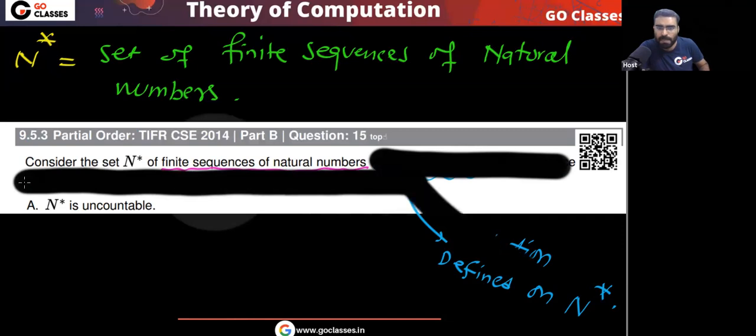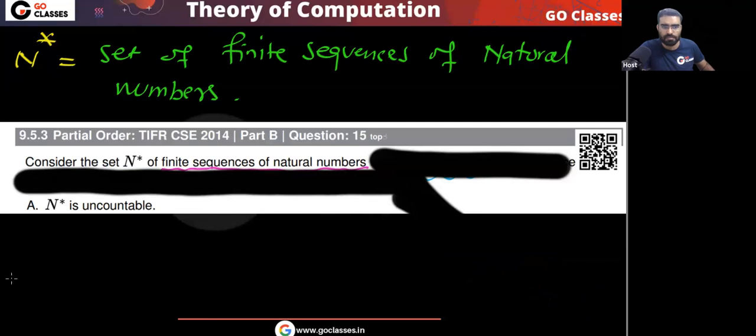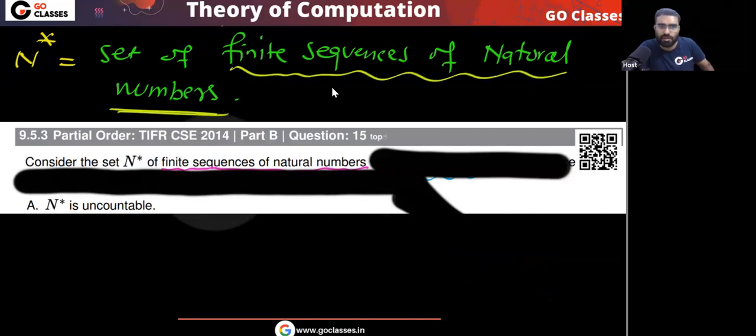Now you tell me, is this true or false? Did you understand what N star is? N star is the set of all finite sequences of natural numbers. Tell me, N star will be countable. Yes, this is false, because N star will be countable. Can you prove it? Can you prove that N star will be countable?